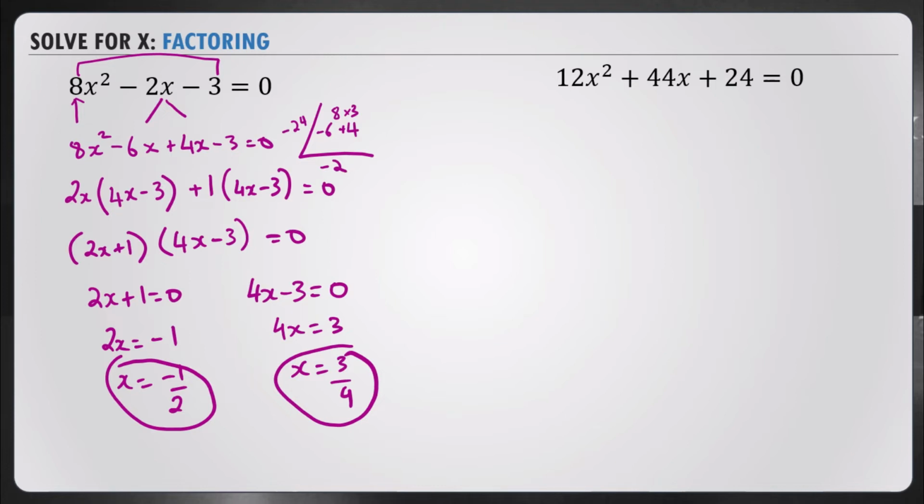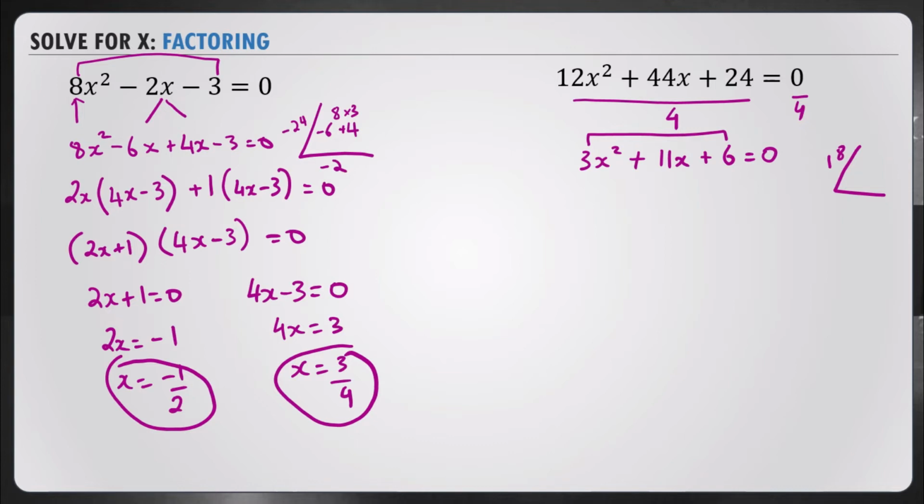I can see something common in all these three numbers, which is they are all multiples of 4. So I divide by 4 on both sides, and I get 3x squared plus 11x plus 6 is equal to 0. Now I use the box method, where I multiply 3 times 6 is 18. My product has to be 18, and my sum has to be positive 11.